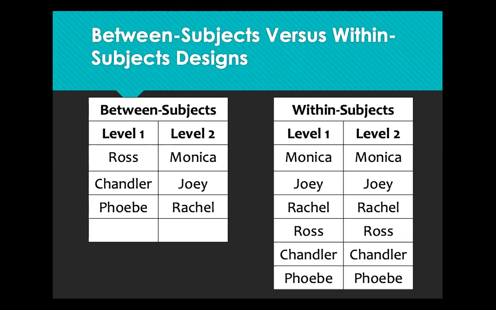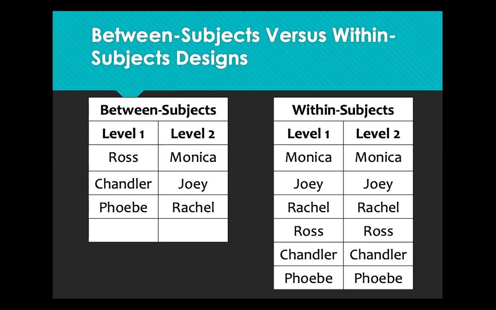And you'll notice that Ross is only in level 1. He's not ever going to be tested on the other level of the dependent variable. He will only listen to the music with lyrics and then test the memory or study ability or whatever the dependent variable is going to be.